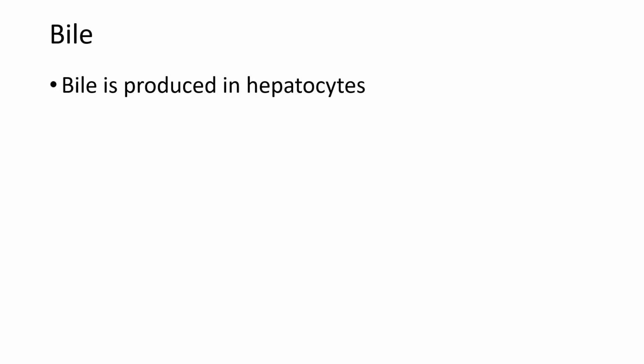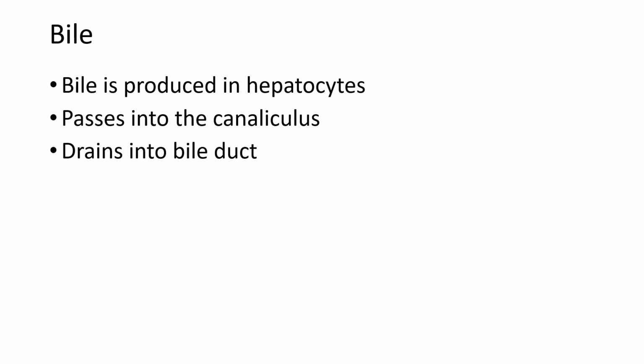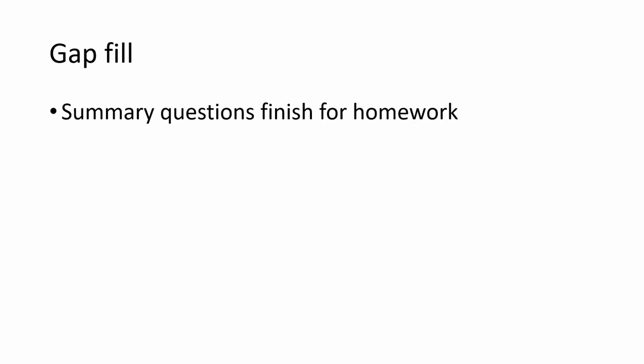There you go. Right, so bile formation: it's produced in those hepatocytes, passes into that channel, the canaliculus, drains into the bile duct, is stored in the gallbladder, and then it's taken away.